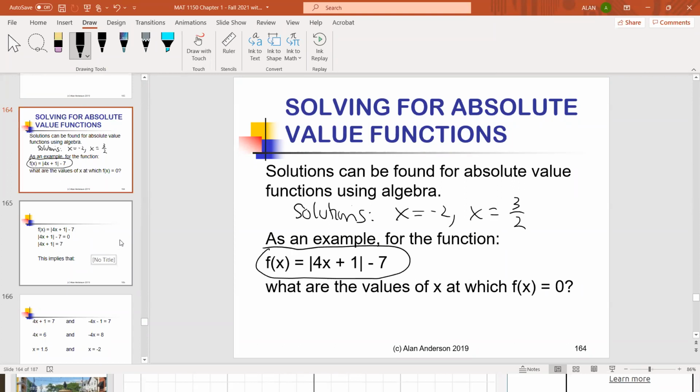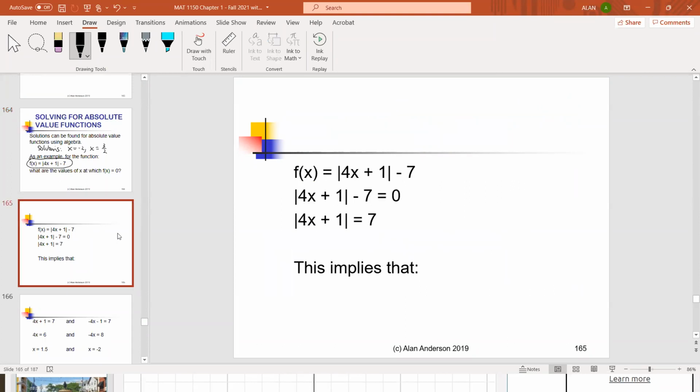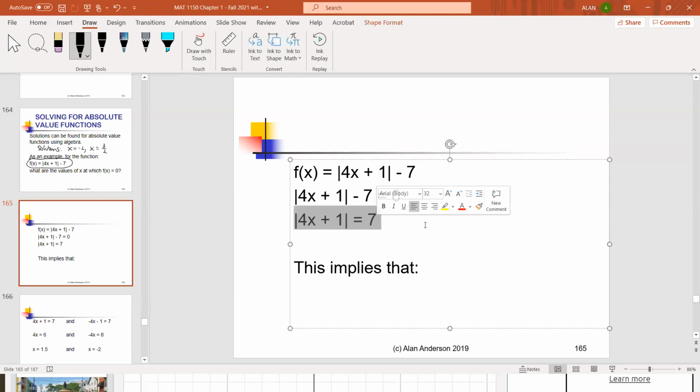Very interesting. So here's what we'd like to do. We will set this equal to 0. Now, here's what we have. What do we do with this? The absolute value of 4x plus 1 equals 7.